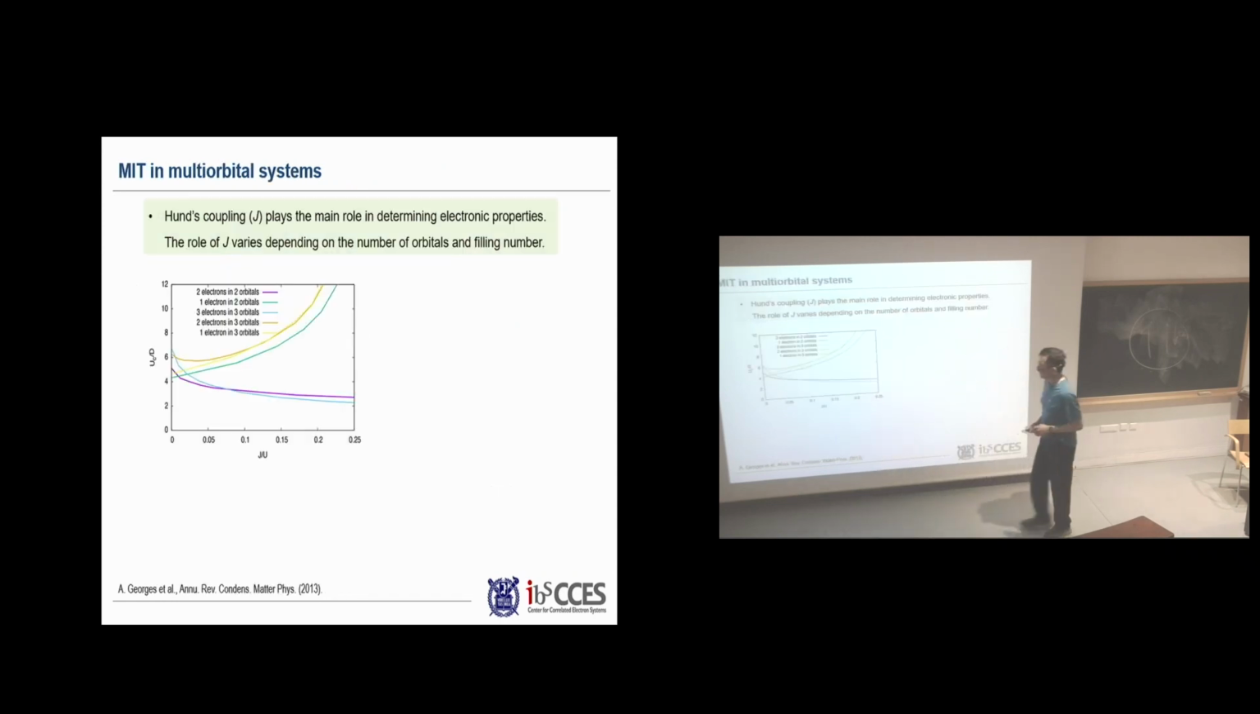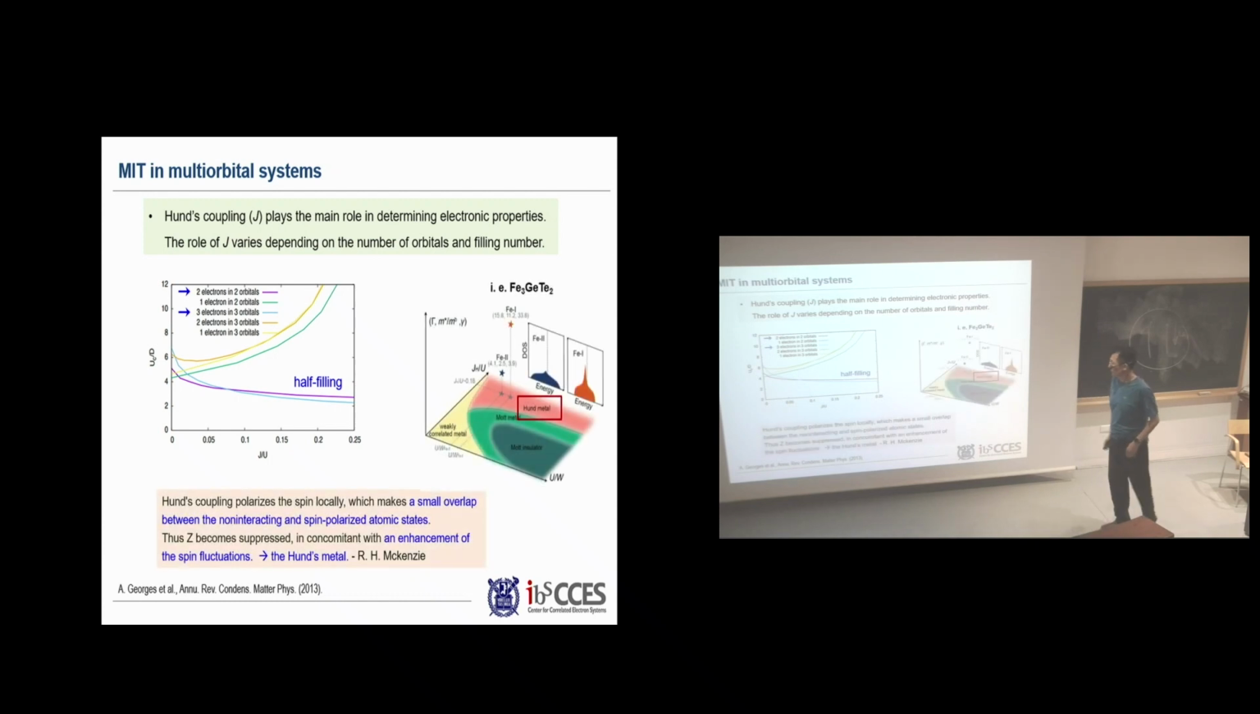And another interesting theoretical prediction is for a half-filled system, 3 orbitals and 3 electrons. For the half-filled system, the Mott-Hubbard transition occurs like this. As J increases, this Uc decreases. But for the other filling, it actually increases. So it behaves differently. That's one of the important points of this multi-orbital physics.